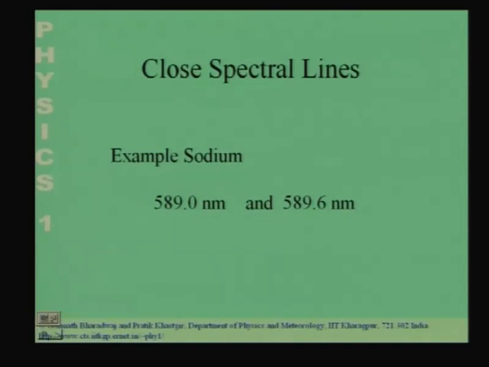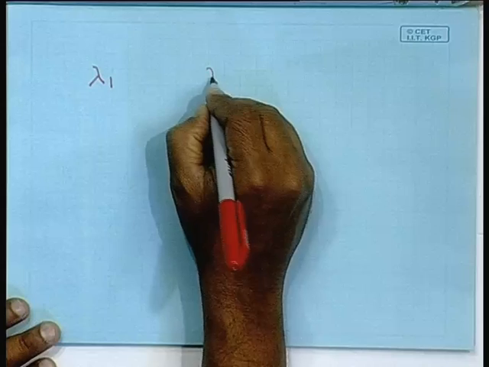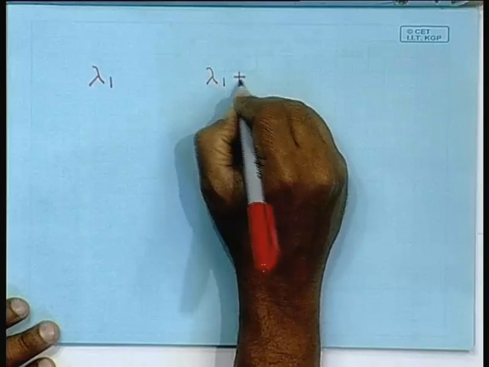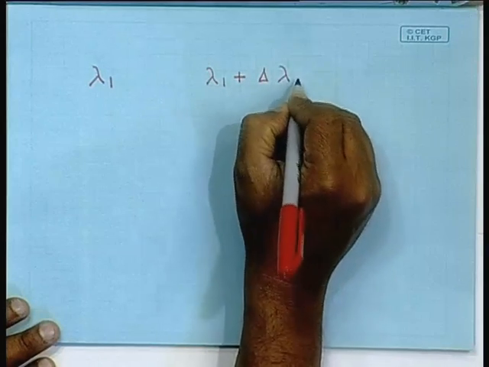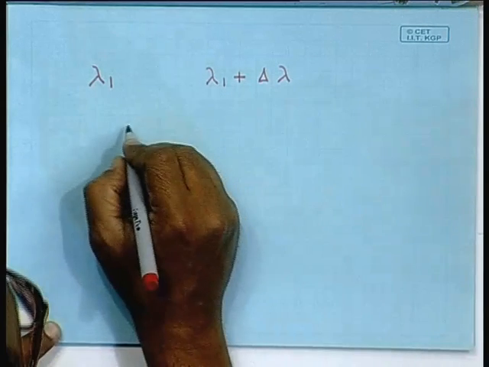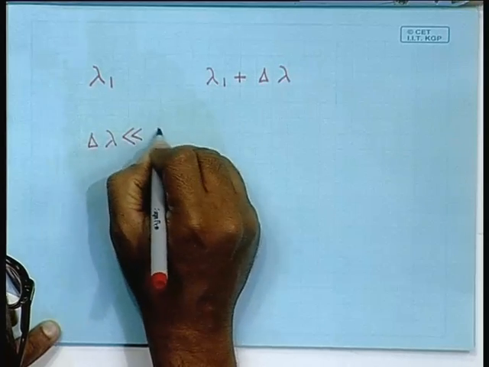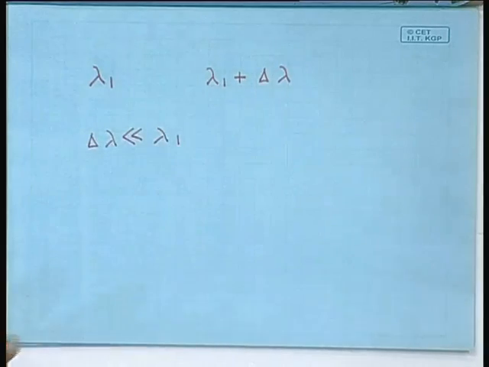We have light which has got two wavelengths, two spectral lines in it, one at lambda 1, another at lambda 1 plus delta lambda. So, the light which is coming into the Michelson interferometer has got two different wavelengths, lambda 1 and lambda 1 plus delta lambda, and we are going to assume that delta lambda is very small, much smaller than lambda 1. And the problem is, how do we measure this small difference in the wavelength?